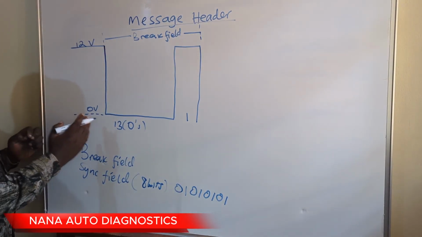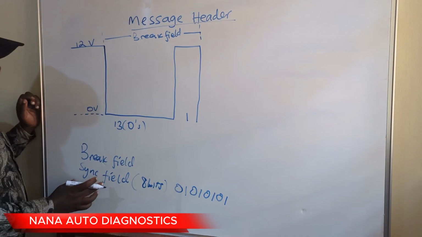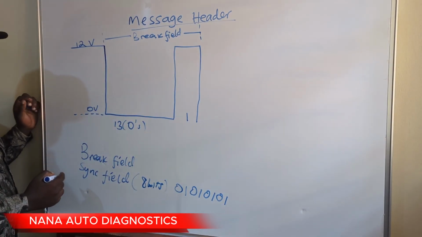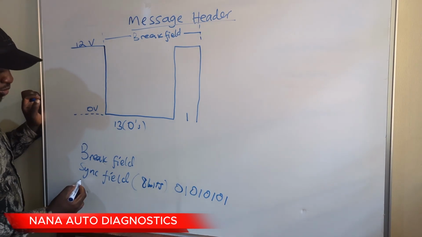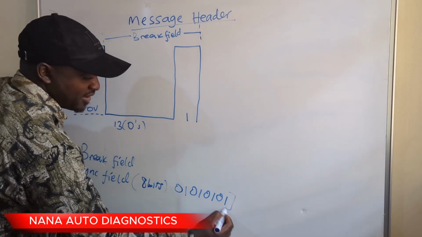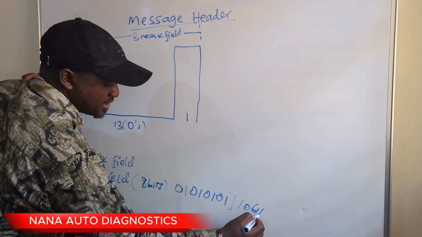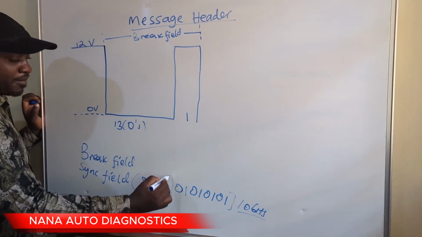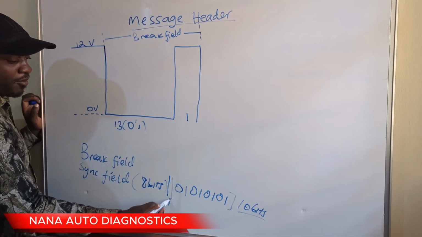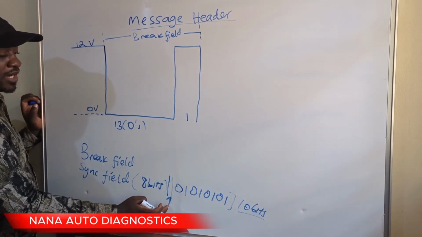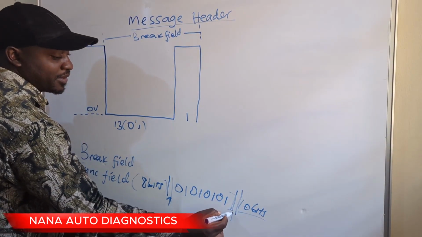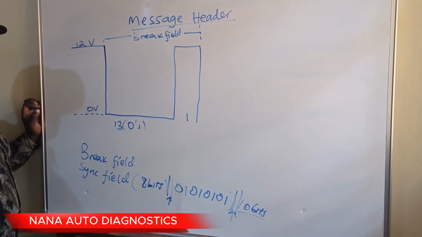Now this sync field will always follow the break field, and in total it will be having 10 bits. Now the other 2 bits will always come, 1 bit will always come before, which is known as the start bit, and the other bit will come after, which is known as the stop bit.